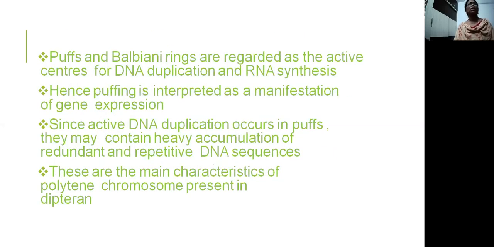These puffs and Balbiani rings are regarded as the active centers for DNA duplication and RNA synthesis. Hence, puffing is interpreted as a manifestation of gene expression. Since active DNA duplication occurs in puffs, they may contain heavy accumulation of redundant and repetitive DNA sequences. So these puffs have all these characters. These are the main characteristics of polytene chromosomes present in dipteran insects.